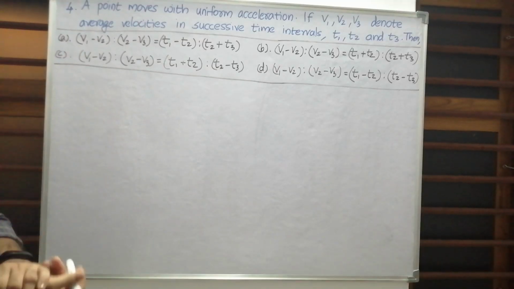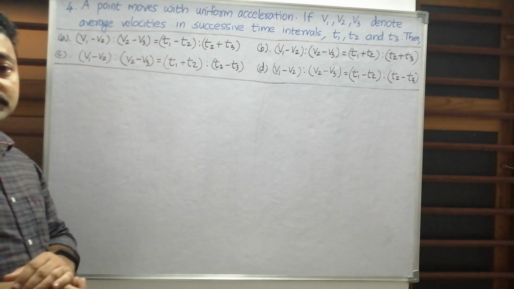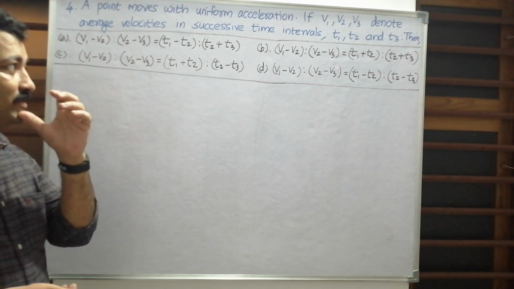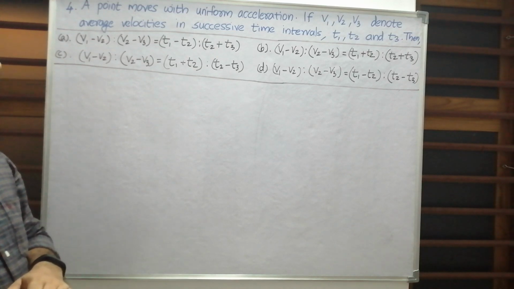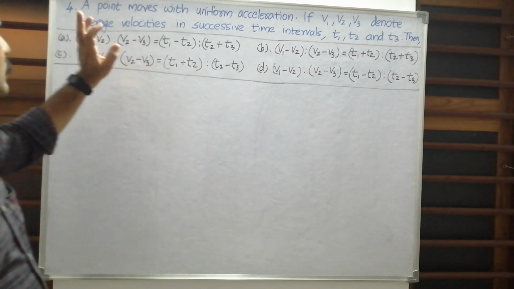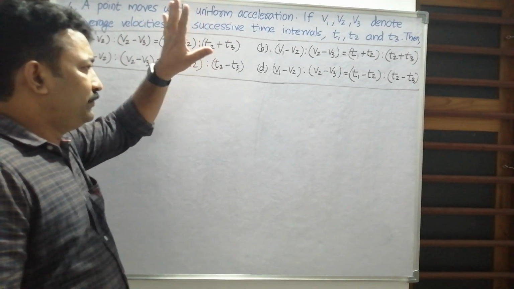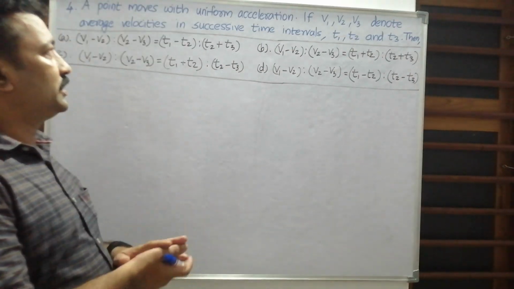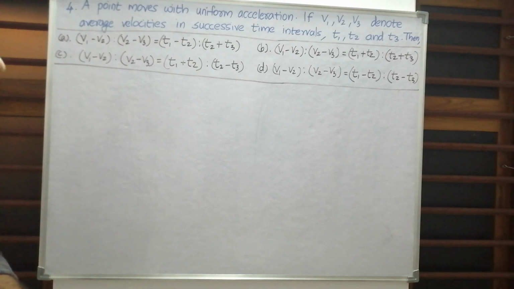We have a very good problem to understand the concept of average velocities starting with different intervals. The problem is a point moves with uniform acceleration. So obviously the problem is related to equations of motion. All the equations of motion are relevant because it is with the uniform acceleration.